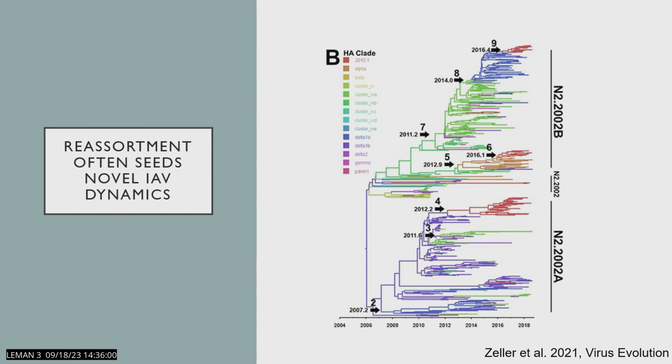And so importantly, as you all know by now, reassortment often seeds new clades and can change evolutionary dynamics of the virus. This example here is from the Zeller et al. 2021 study where they looked at the HA-NA reassortment in swine influenza. I think they identified about 8 major reassortment events that seeded new major clades of neuraminidase of the virus. This is just to show you that reassortment is important.